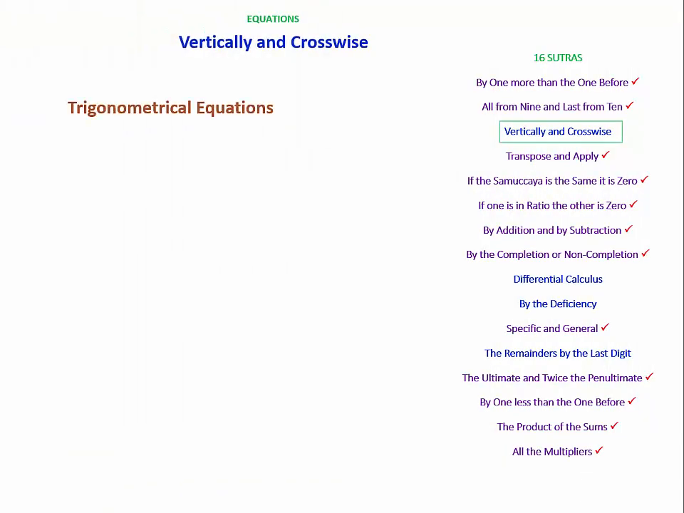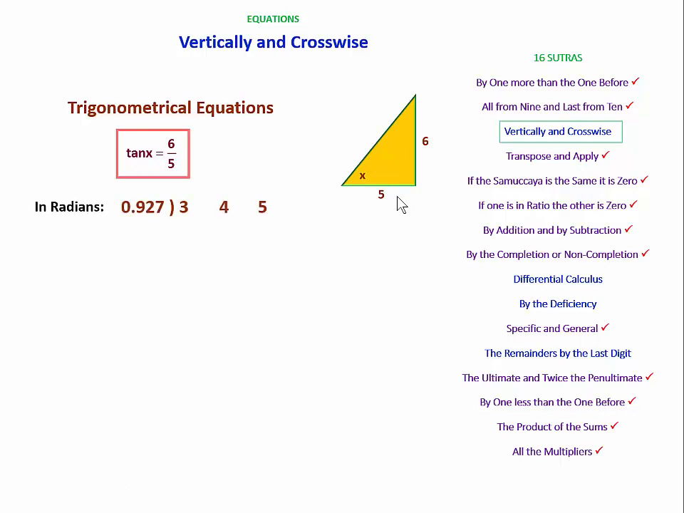Vertically and crosswise, I can show you an application here in trig equations. Supposing you need to solve tan x equals 6 over 5. That's equivalent to finding the angle here, given these two sides of the right-angled triangle. We're going to do the solution in radians first and then degrees. But what we do is we start off with a known triangle, a known triple. The 3, 4, 5 triangle is well known, and it's known to have this angle 0.927 radians approximately in this position. So if this was 3, 4, 5, this would be 0.927 radians.